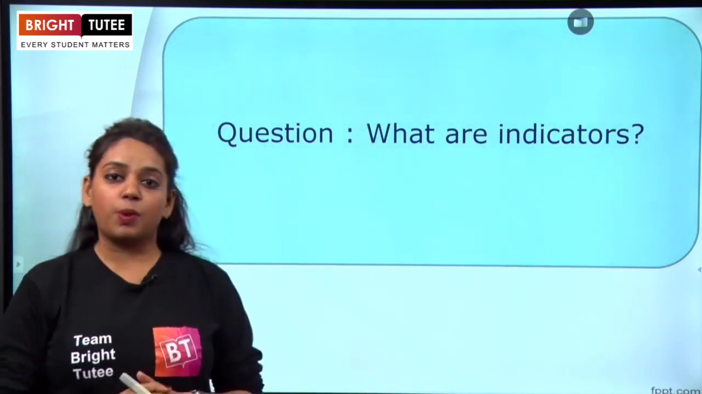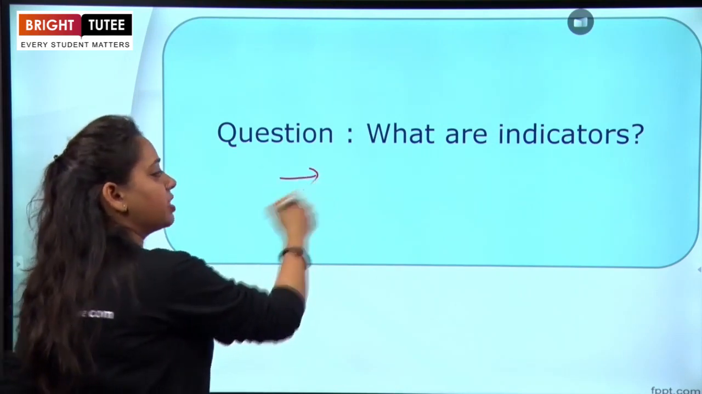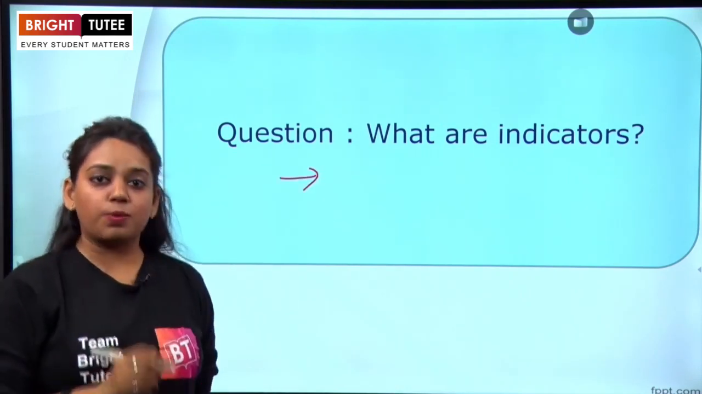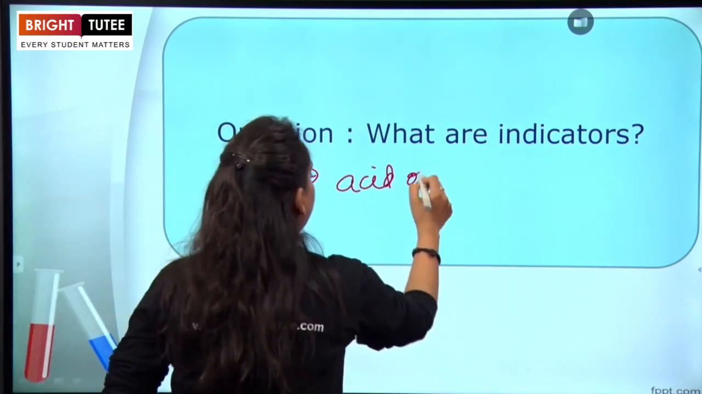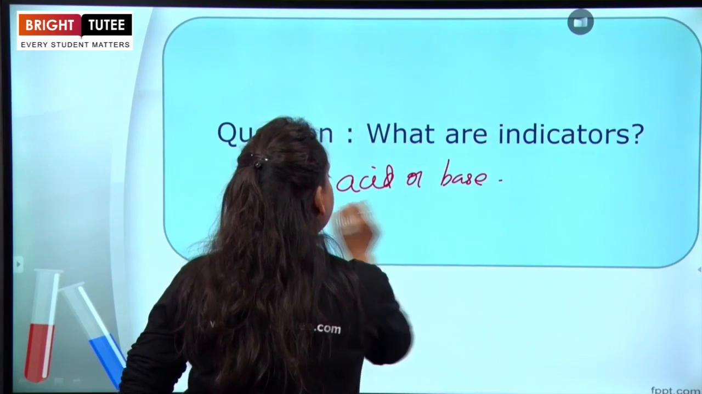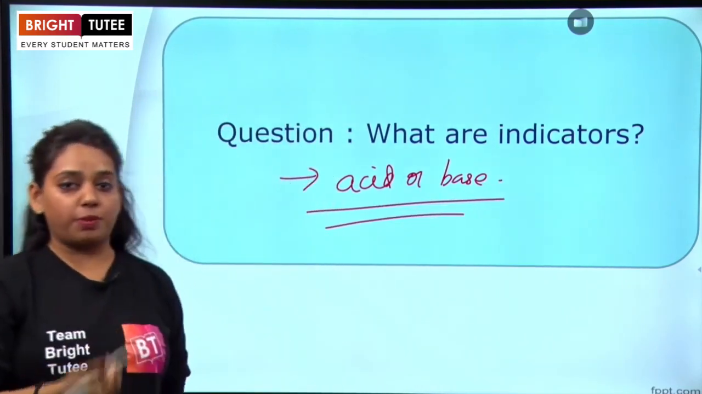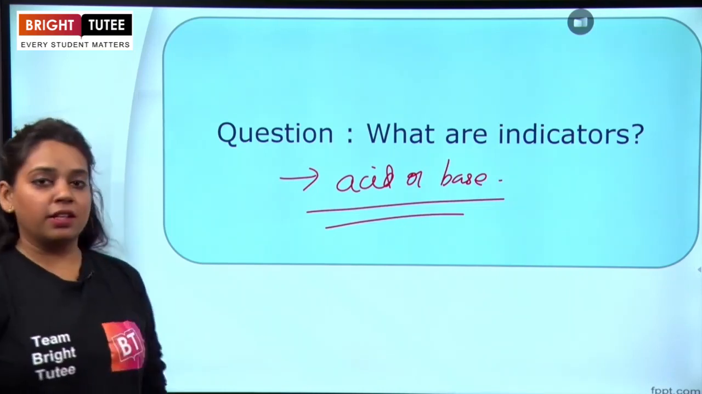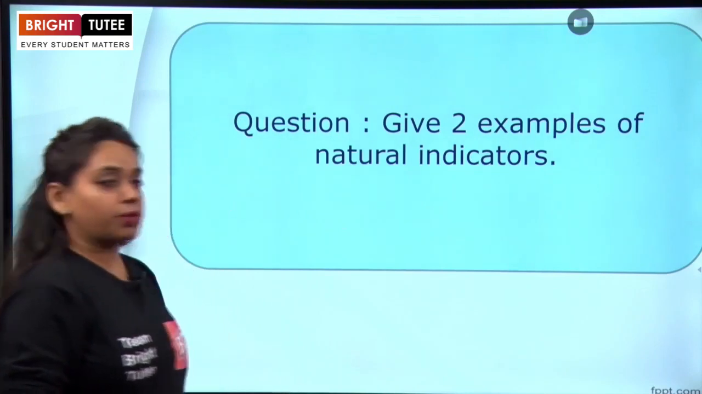And the next question is, what are indicators? So children, indicators are the substances which indicate whether a substance is acid or base. Okay. So substances which indicate whether the substance is acidic or basic are known as indicators. Okay. So let us move ahead towards the next question.